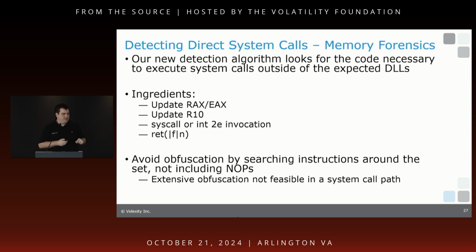So what we do is, except for those memory regions hosting the DLLs that we would expect to make the syscall instruction, we have pretty flexible automated static analysis to look for, within a close enough range, all the ingredients we need to dynamically make a system call: updating EAX or RAX, updating R10, calling syscall or int 2e, and then you need to return out of that function somehow. And like I said, we ignore the not interesting things like Tartarus' Gate where they put nops, and our static analysis doesn't get fooled by that.